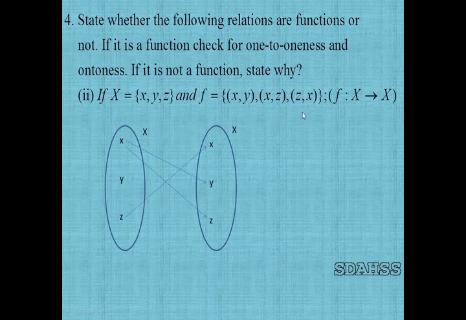Here the function is defined from X to X. So name the sets as X and X and write all the elements in the sets. So the elements are x, y, z. Here also x, y, z. Then draw the mapping: x to y, x to z, z to x.